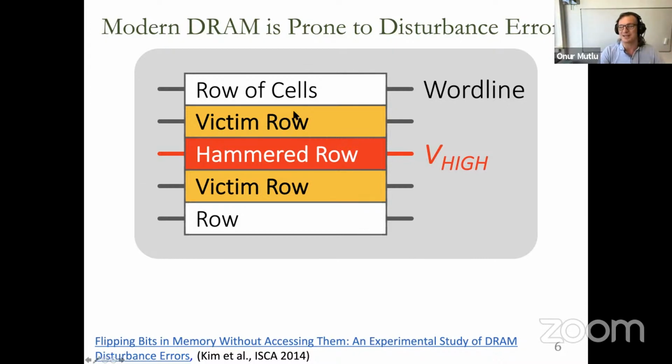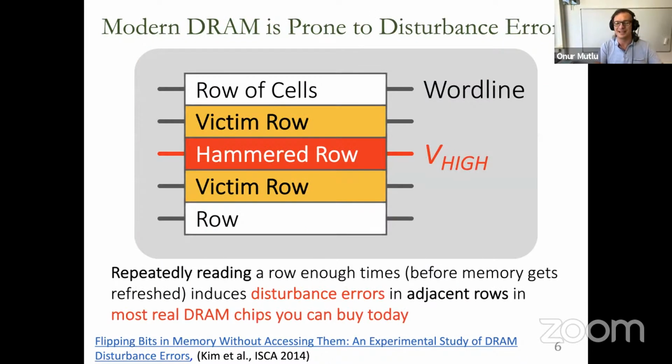So the problem is getting worse also because cells are getting smaller and people are trying to pack more cells within a given area so that you can increase the DRAM capacity. That's the idea of technology scaling, right? Okay, we'll talk more about that clearly. But basically, RowHammer is the fact that repeatedly reading a row enough times before the memory gets refreshed induces this sort of disturbance errors in adjacent rows in most real DRAM chips you can buy today. And today was 2014 or so. But actually, that's true today also.